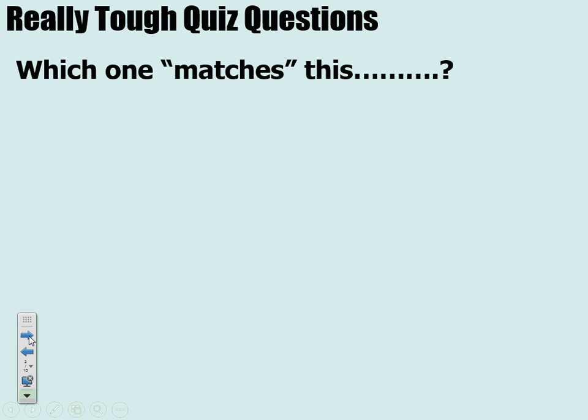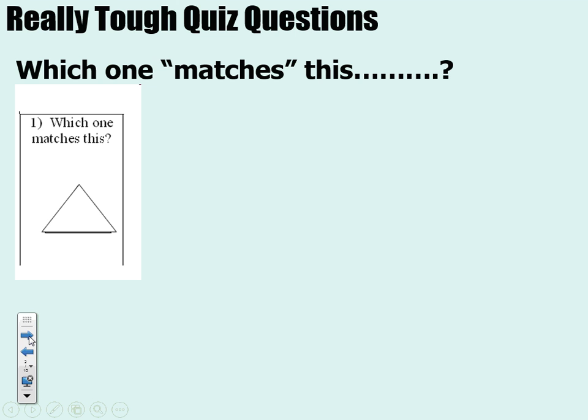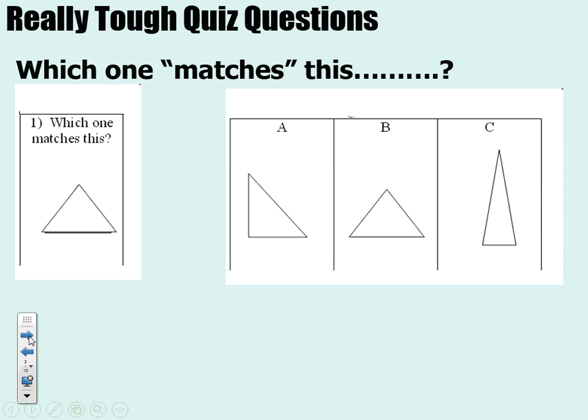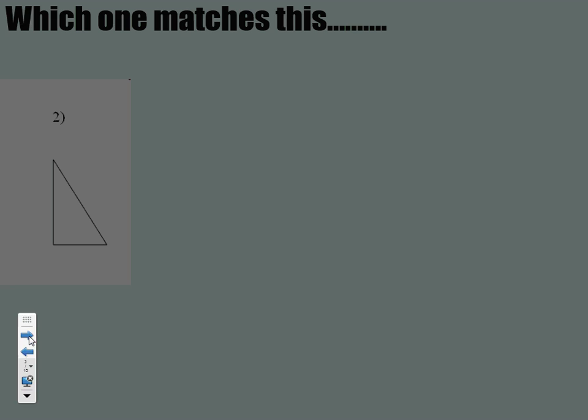Okay, so quick little intro. Don't write this part down, but let's think about a really tough quiz, okay? I bet you already know intuitively what it means to be congruent in terms of shapes. So which one would match this triangle? If this was the first question on a quiz, would it be A, B, or C? If you said B, you'd be right. That one is exactly the same as the one that was given.